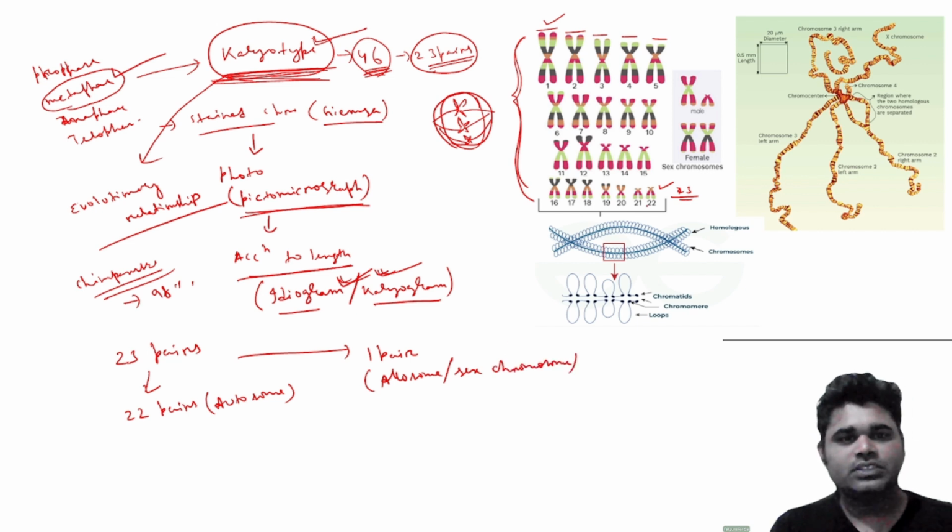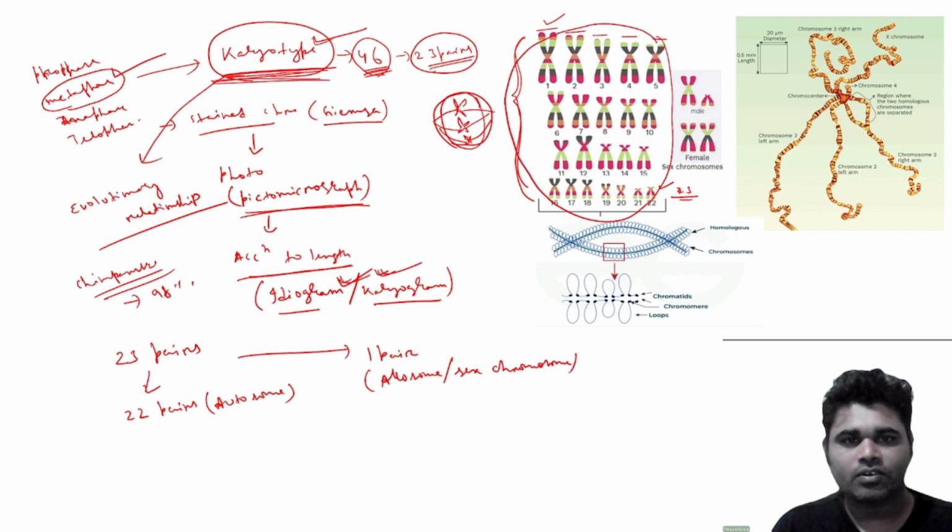Okay, so this is the 22 chromosome: 1 2 3 4 5 6 7 8 9 10 11 12 13 14 15 16 17 18 19 20 21 22. So these 22 are called the autosomes, and this one is called the allosome or the sex chromosome.